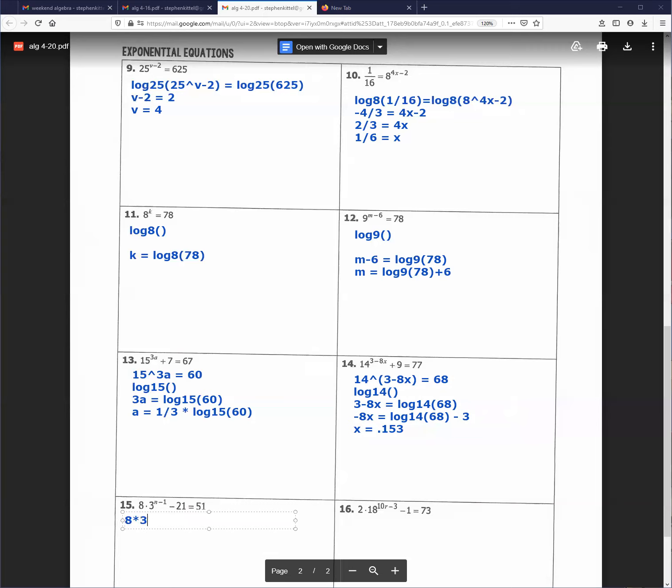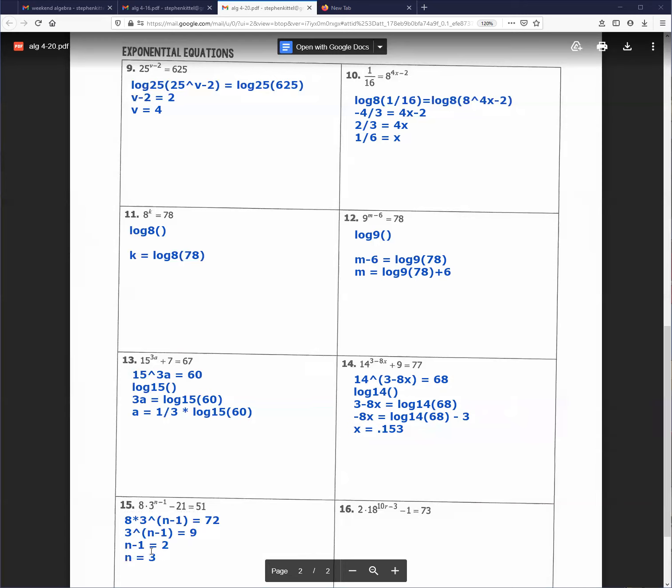All right, 8 times 3 to the n minus 1. We'll add 21 to both sides. We'll divide by 8. Okay, so we'll do log base 3 on both sides, which is going to give us n minus 1 equals 2. So it means n equals 3.